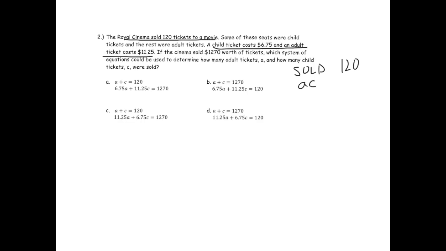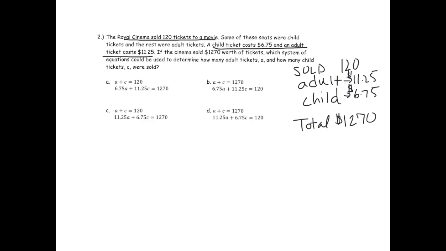So we have adult, $11.25, child, $6.75. And we also know that the cinema sold a total of $1,270 worth of child and adult tickets. So let's take a look real quick at the choices. We know that adult tickets are A and child tickets are C. Which choice correctly represents the situation?